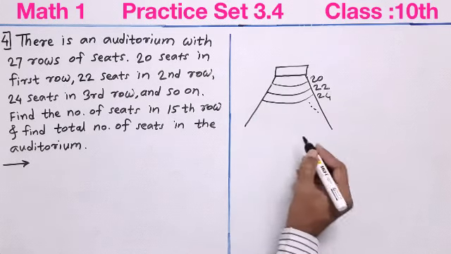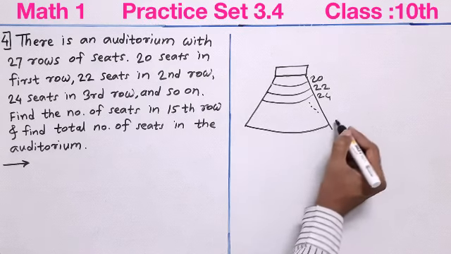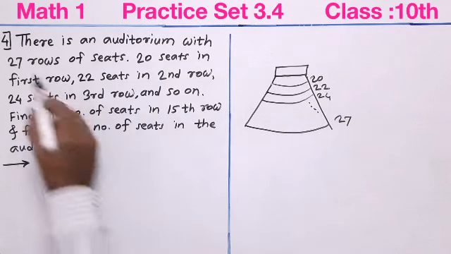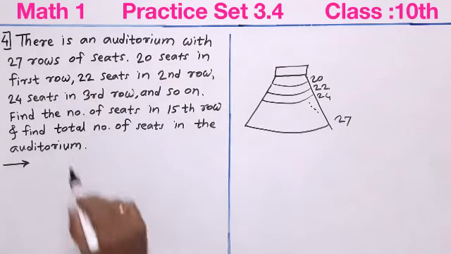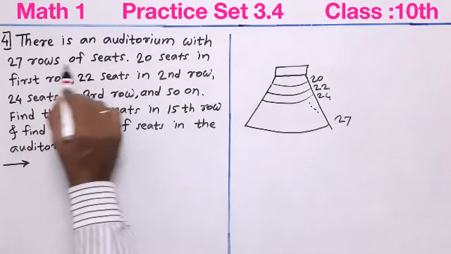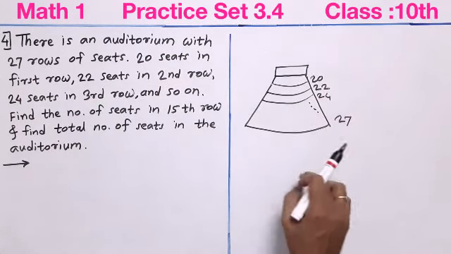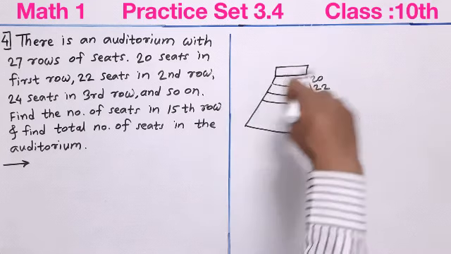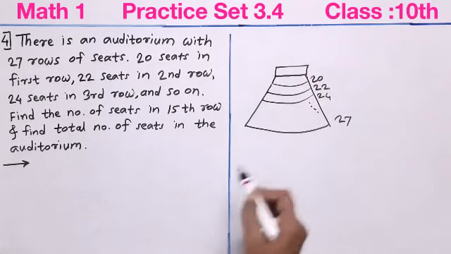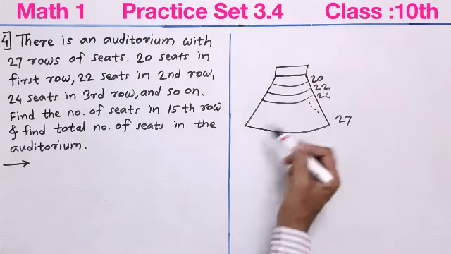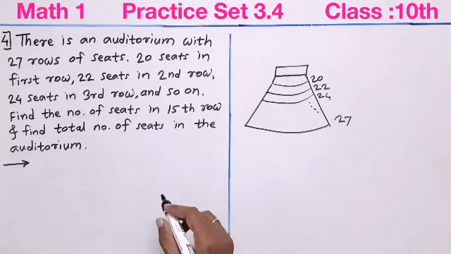There are so many rows. In all there are a total of 27 rows, which is given in the very first sentence: there is an auditorium with 27 rows of seats. Now what is meant by a row? The horizontal lines of seats are called rows. First row, second row, third row, and this is the 27th row.